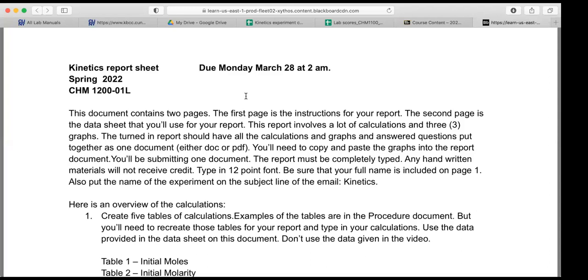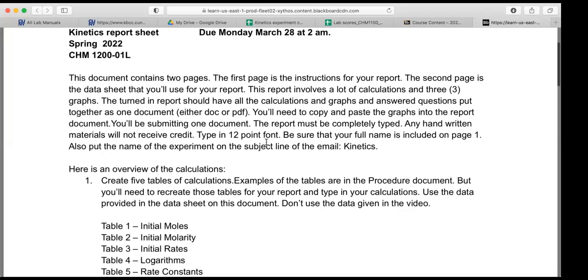Now, one of the things that will make this a little bit more complicated is that we're gonna have you use another set of data, not the one that the instructor is doing in the video, okay? So we have a new set of data. So this is off of Blackboard. This is the report sheet. These are the instructions for writing your report, okay?